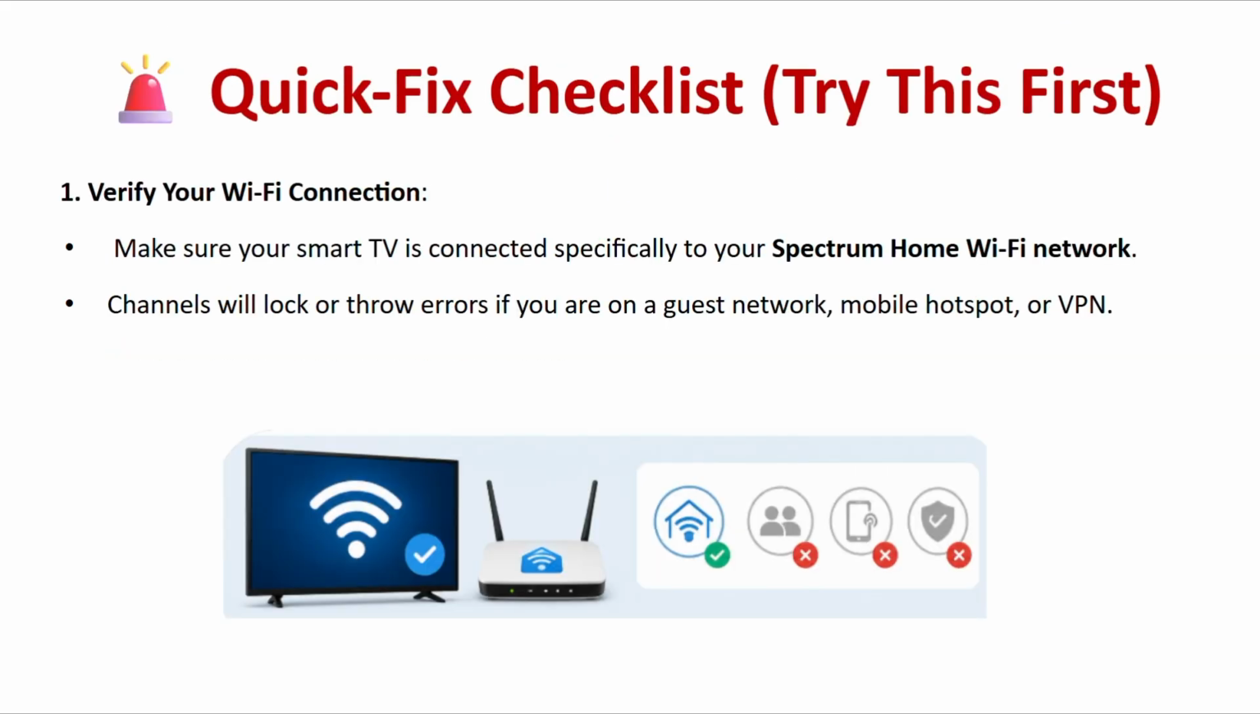Here are some quick fix checklists. Try these first. First, verify your Wi-Fi connection. Make sure your smart TV is connected specifically to your Spectrum home Wi-Fi network. Channels will lock or throw errors if you are on a guest network, mobile hotspot, or VPN.